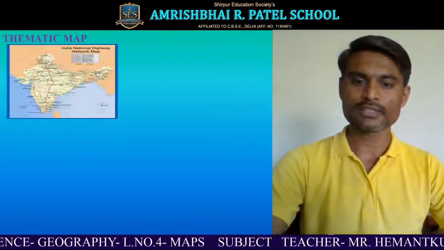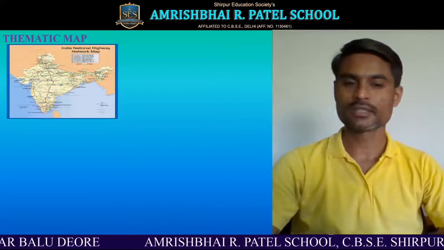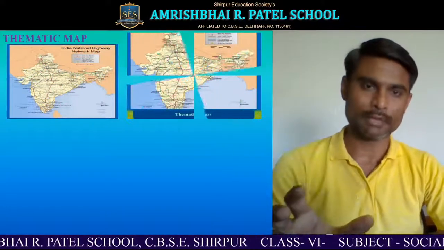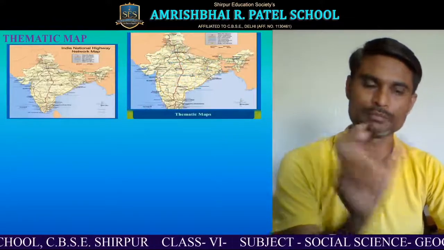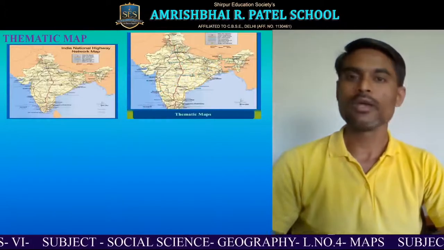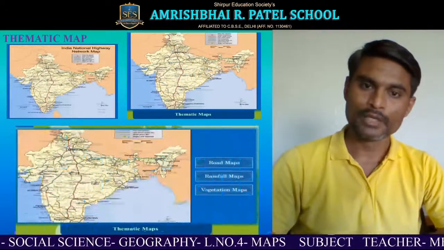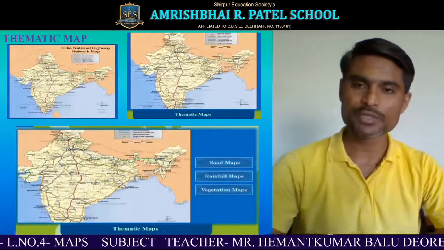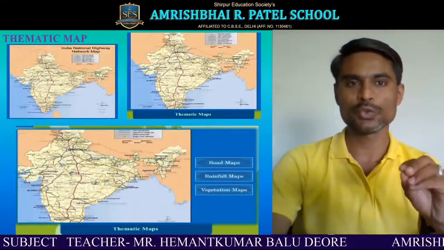Let us understand the thematic map. A thematic map, as the word suggests, shows some themes. What kind of themes will there be? Annual rainfall, Indian National Highway Network map, which is a road map, vegetation map, meaning forest maps. These things are shown in this way.